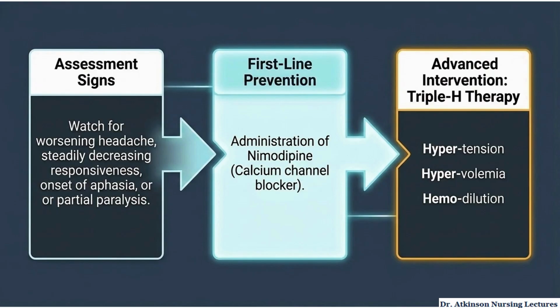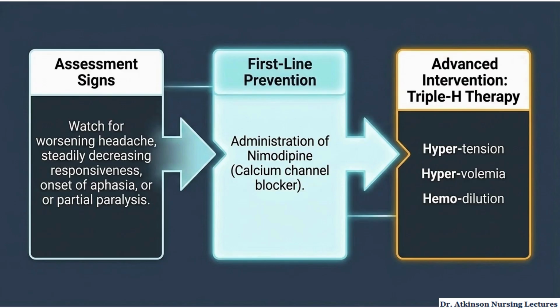Assessment is critical here. Watch for worsening headache, decreasing responsiveness, new aphasia, confusion, or new weakness or paralysis. A patient who suddenly seems neurologically different should always raise concern. One of the first-line prevention strategies is nimodipine. This calcium channel blocker is routinely used after subarachnoid hemorrhage because it helps reduce the risk of ischemic complications related to vasospasm.